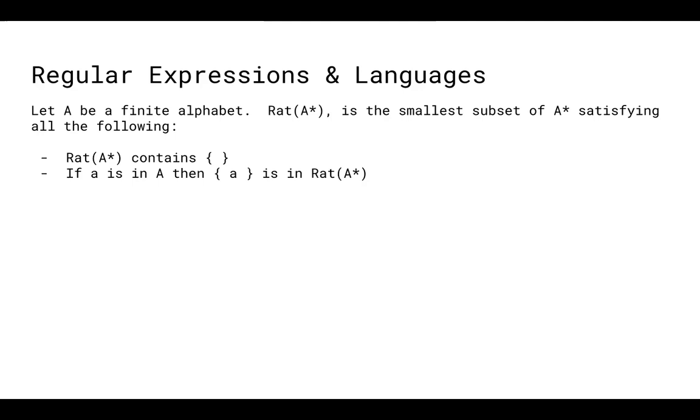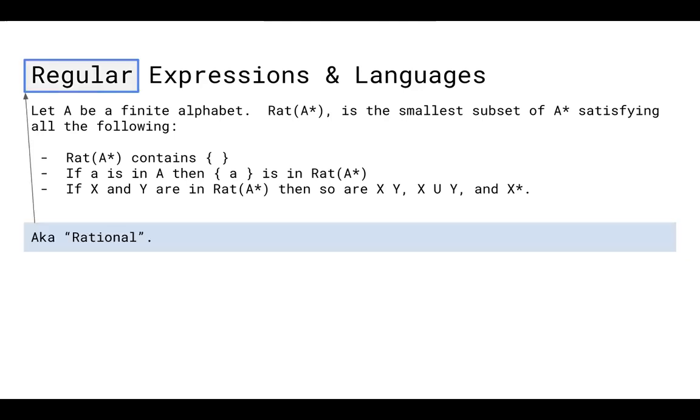If a letter is in the alphabet, then the set containing that letter is in the regular expressions over A star, right? It's in Rat A star. And if two sets are in Rat of A star, then so are their product, their union, and the free monoid over either of them.